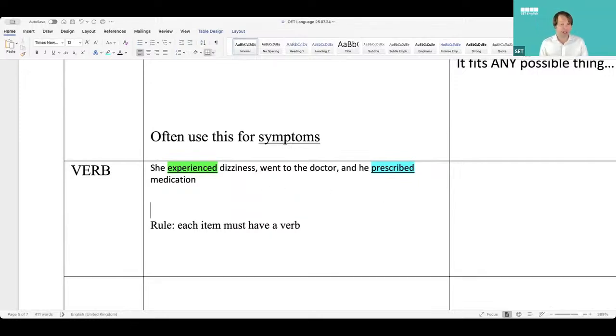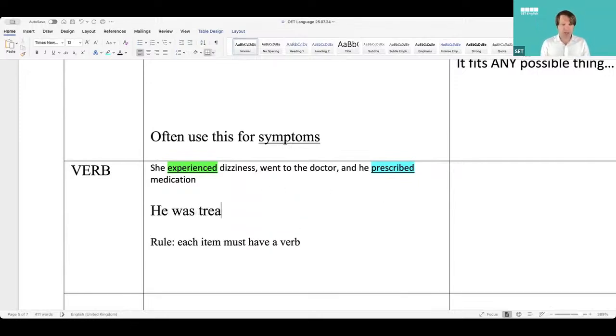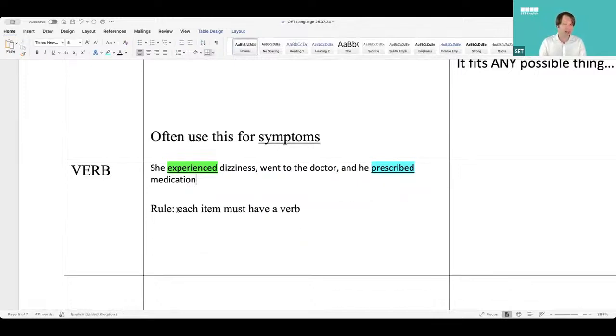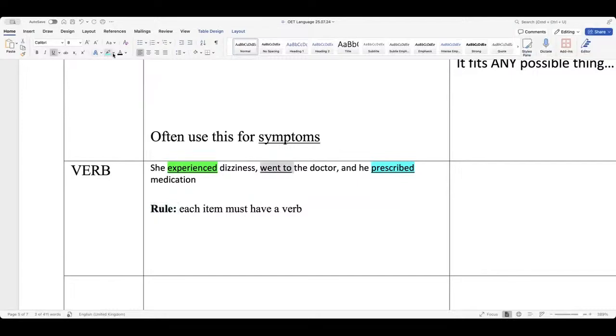You could say, look, he was treated, spoken to, and discharged. Are there any nouns? No, it's just verbs. Okay. So the rule is each item must have a verb. It doesn't necessarily need a noun. That's it. That's my rule. Does this make sense, everyone? Is this clear? Yes. And it's so good, Ada.